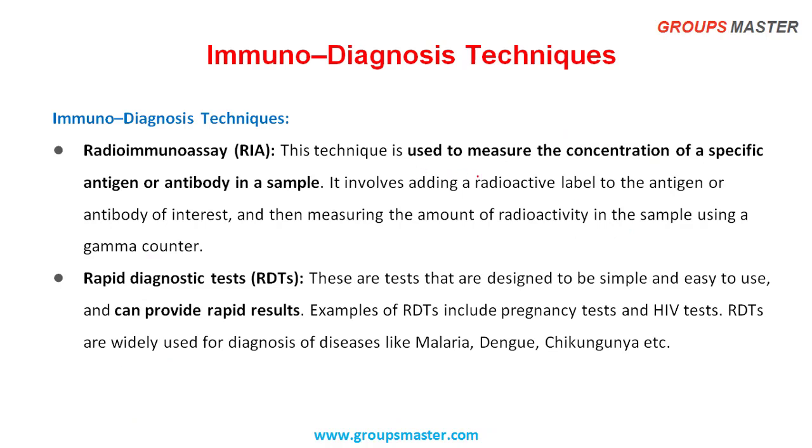This RIA technique is used to measure the concentration of a specific antigen or antibody in a sample. It involves adding a radioactive label to the antigen or antibody of interest, then measuring the amount of radioactivity in that sample using a gamma counter.